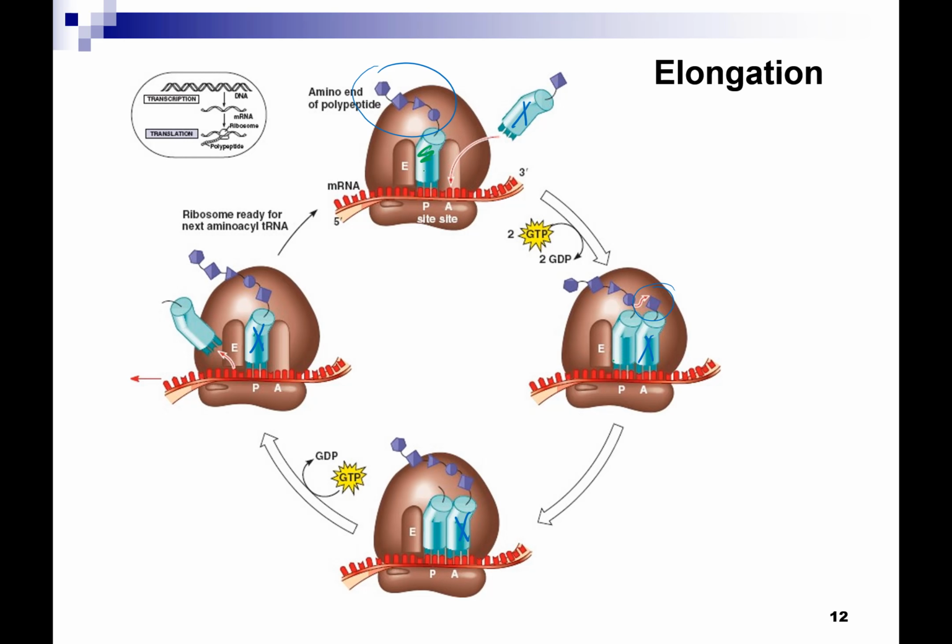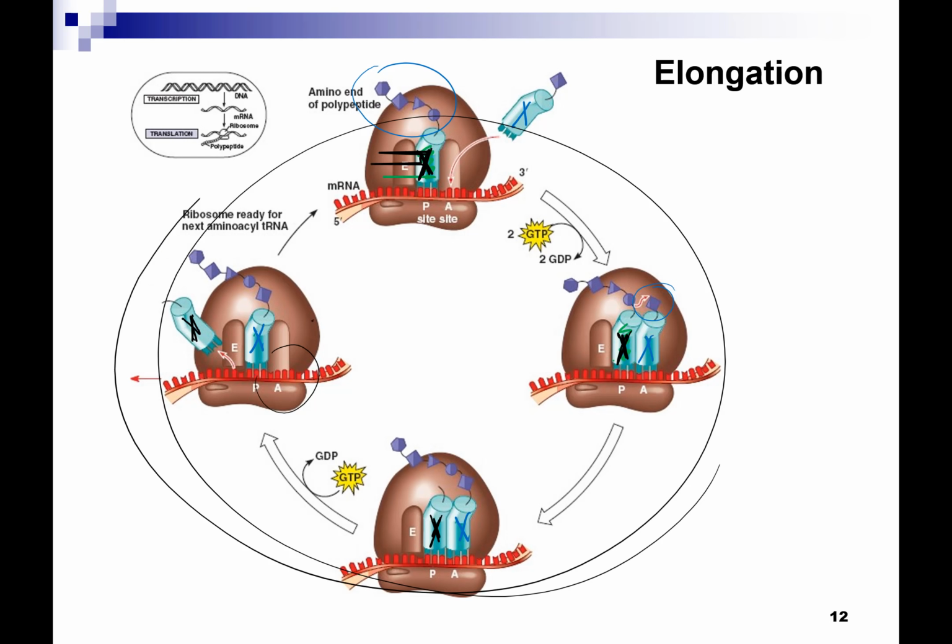This tRNA with the green squiggle that you can't see, this tRNA with a black X, we follow that. That gets ejected. That gets exited. Now we have an empty A site. A new tRNA is going to come in. You're going to just repeat and repeat until you reach the stop codon.